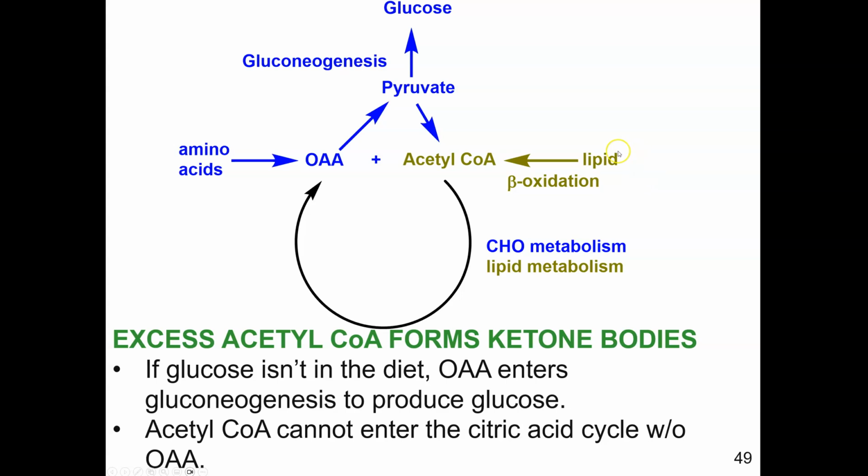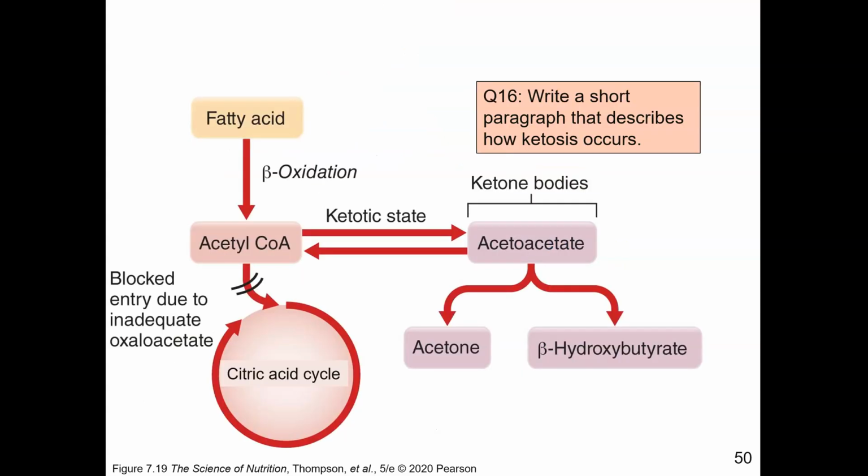So the fat is being broken down to acetyl-CoA, but you have no OAA. That means if you can't do the first step of the cycle, you can't finish the cycle. So acetyl-CoA kind of piles up, and it forms something called ketones. And that's why this is called the keto diet. So it forms something called ketones, and this is how it works.